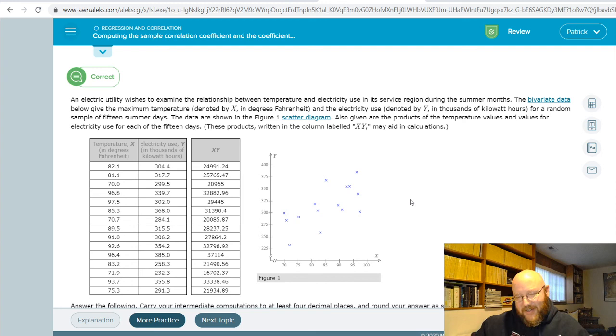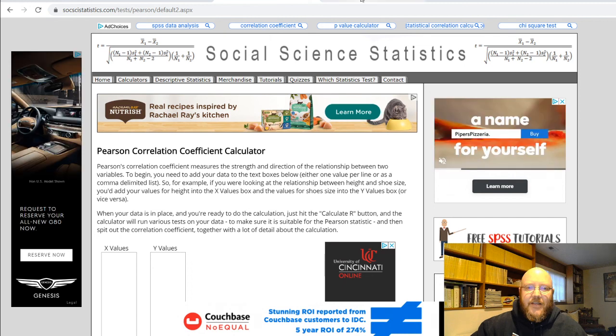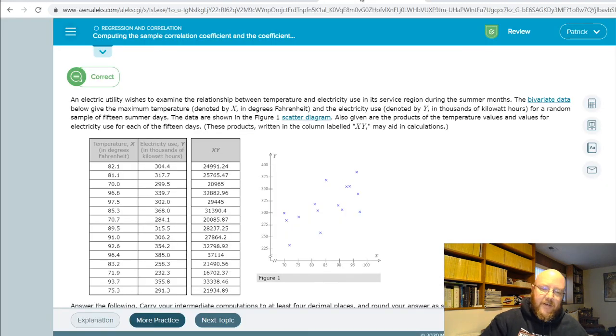Consider that your challenge problem for this course. Again, if you don't want to do all the math, feel free to punch all this stuff into the Pearson correlation coefficient calculator that you find in Blackboard, on socialsciencestatistics.com or whatever it is, and you'll get the exact same answer.